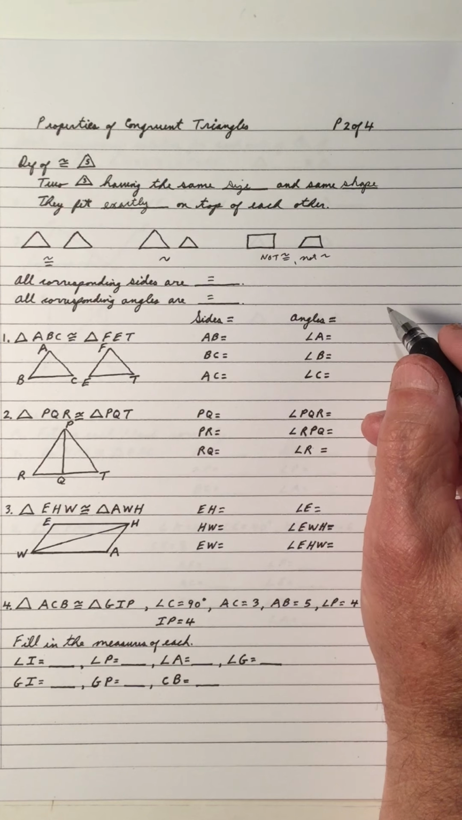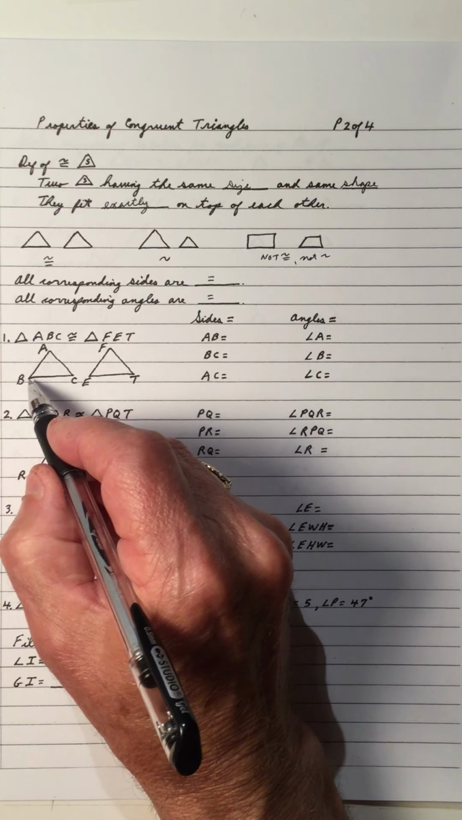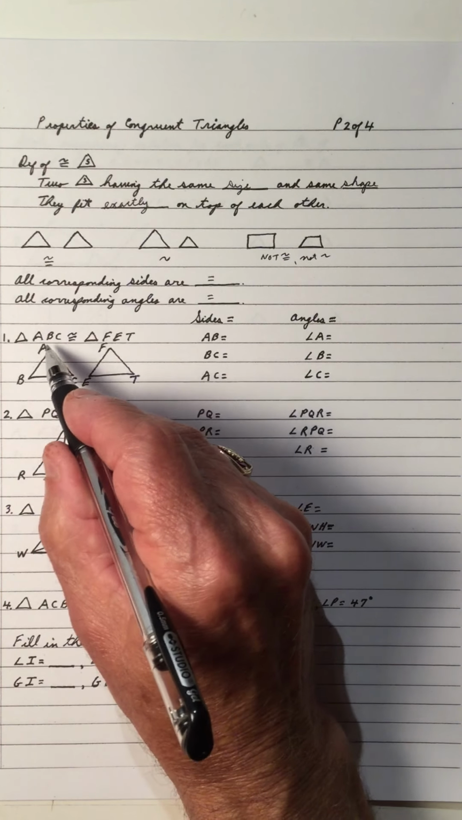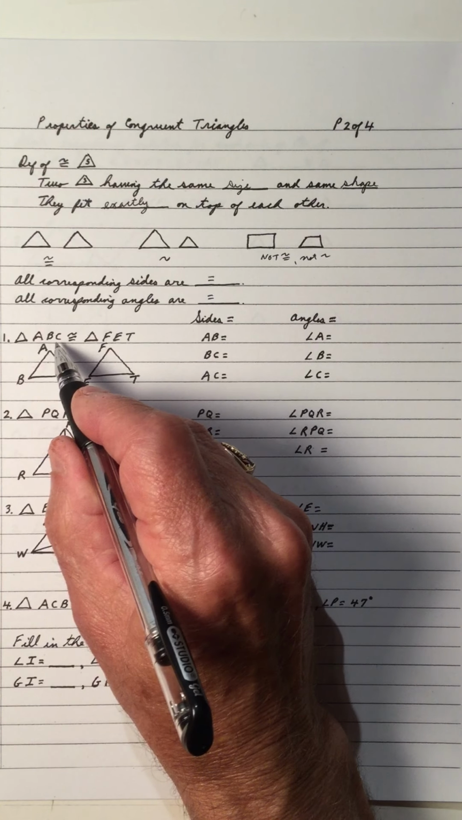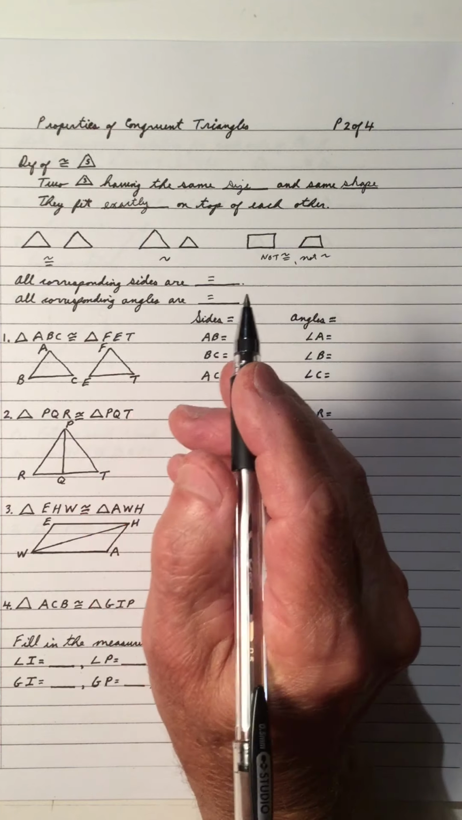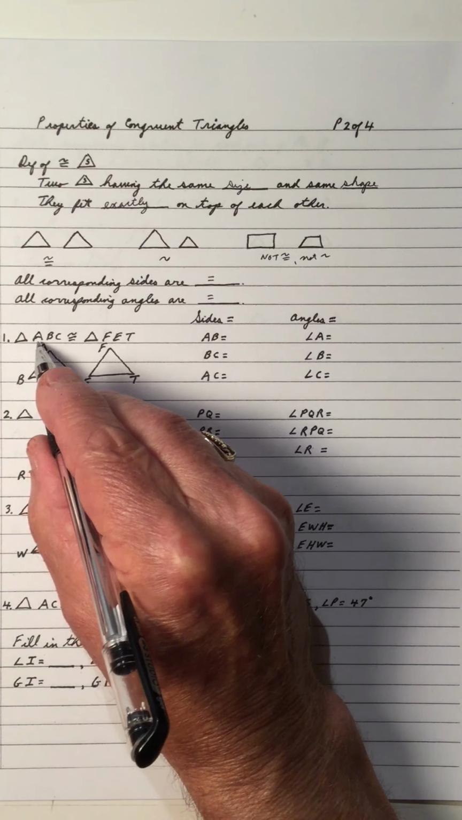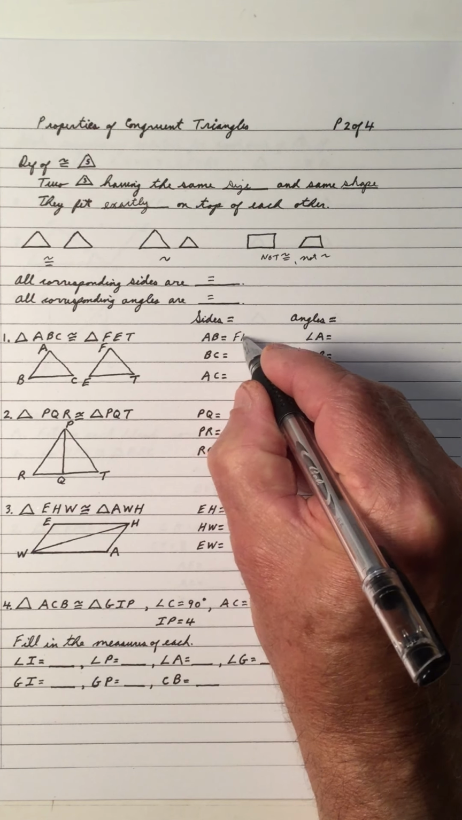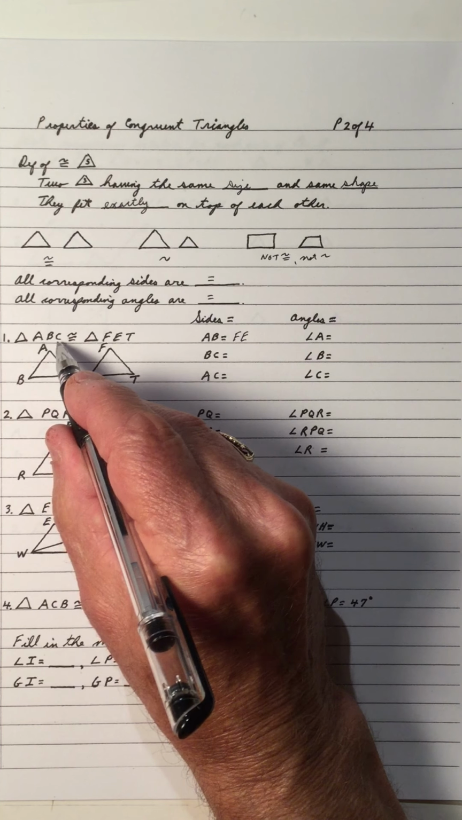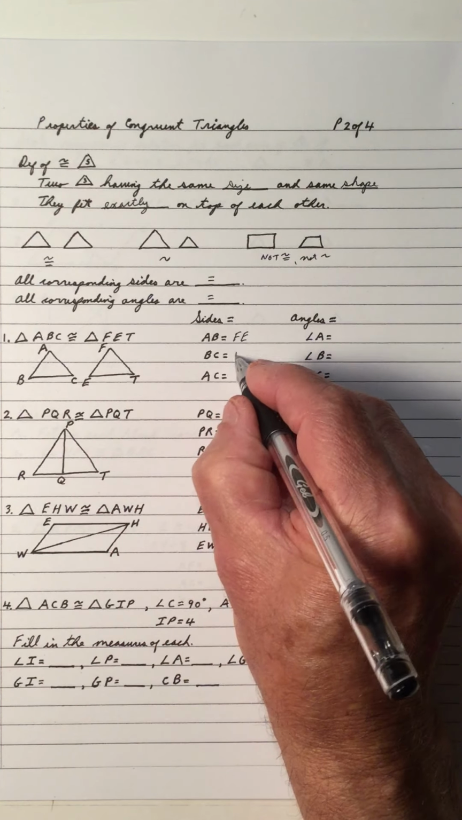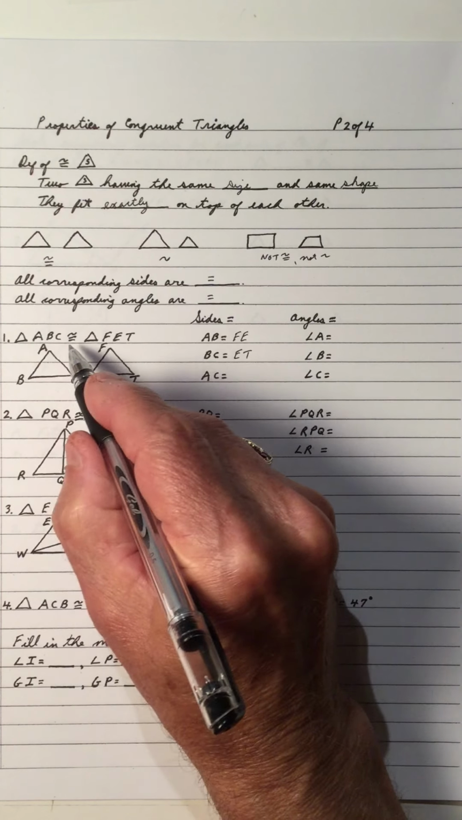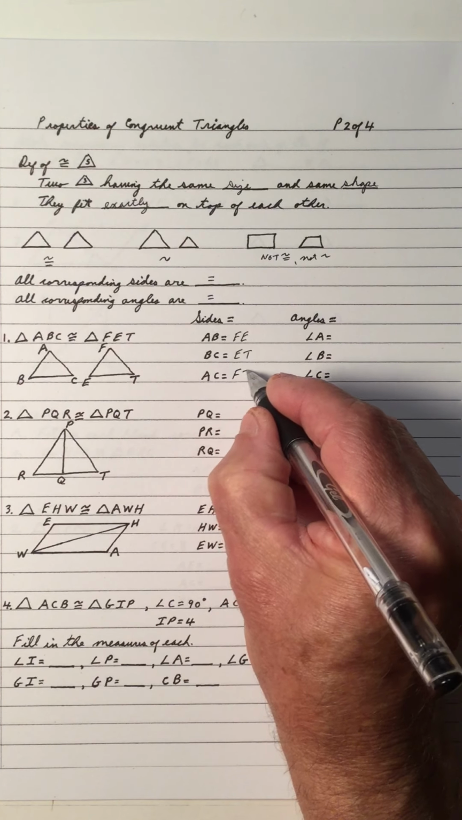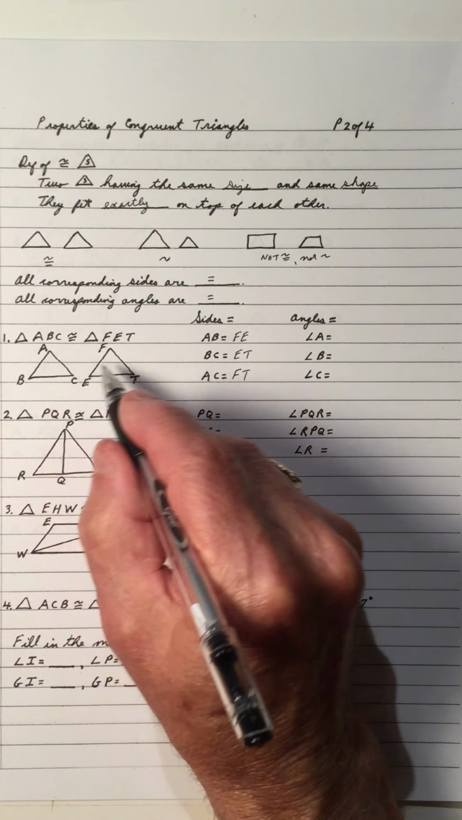So let's go through some examples. Triangle ABC is congruent to FET. So notice that A goes with F, B goes with E, C goes with T. So in terms of sides, AB is equal to FE. You match them up. BC goes with ET. And AC goes with FT. That's the sides. As you can see, I have them drawn.